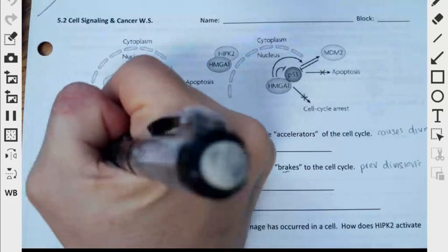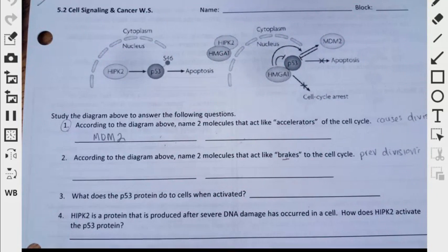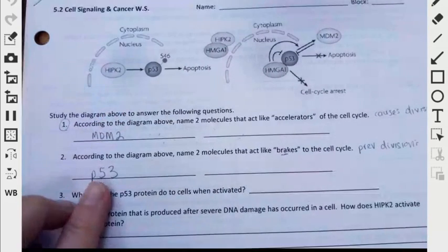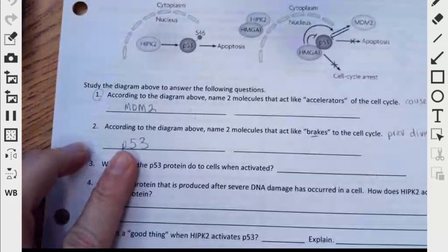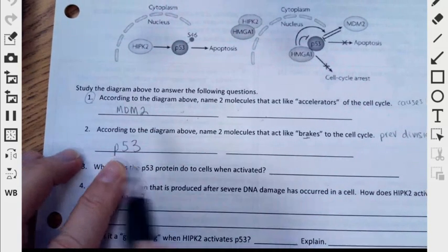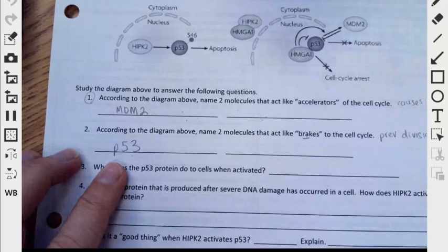MDM2? Because it looks like it's inhibiting P53, and that leads to inhibiting apoptosis. Okay. So if you have P53 memorized as a break of the cell cycle, that makes this question really easy. So P53 is a break, and breaks are important. So what is something that takes out P53? Because that will be a molecule that promotes cell division. So what's something that stops P53?